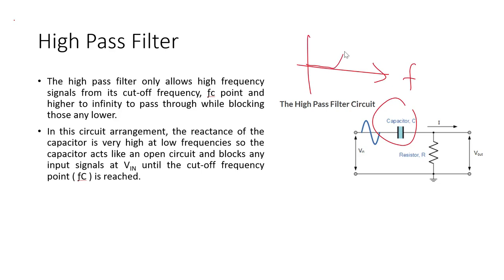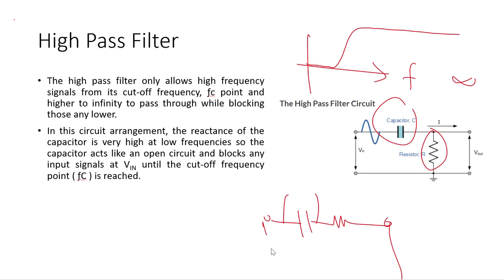At higher frequency it will start allowing the voltage, till f equal to infinity. And then we take the output across the resistance. As we spoke earlier, we had the same structure, but we took output from this side and gave input to this structure. Now we are taking output from this, so that makes it a high pass filter.